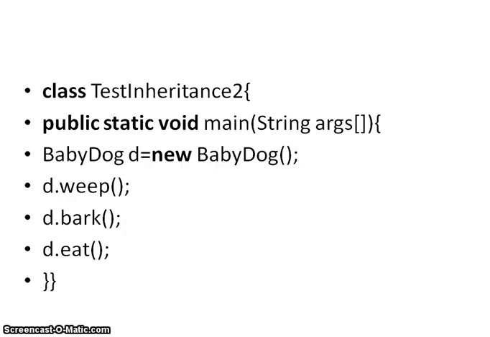So next, in the test inheritance 2 class, I am taking one main method. I am creating the object of baby dog class. So by the baby dog object, that is d.weep, d.bark, d.eat, these three methods I am going to access. So what will be the output of this program? First one is weeping, barking and eating. So these are the three outputs of this program.